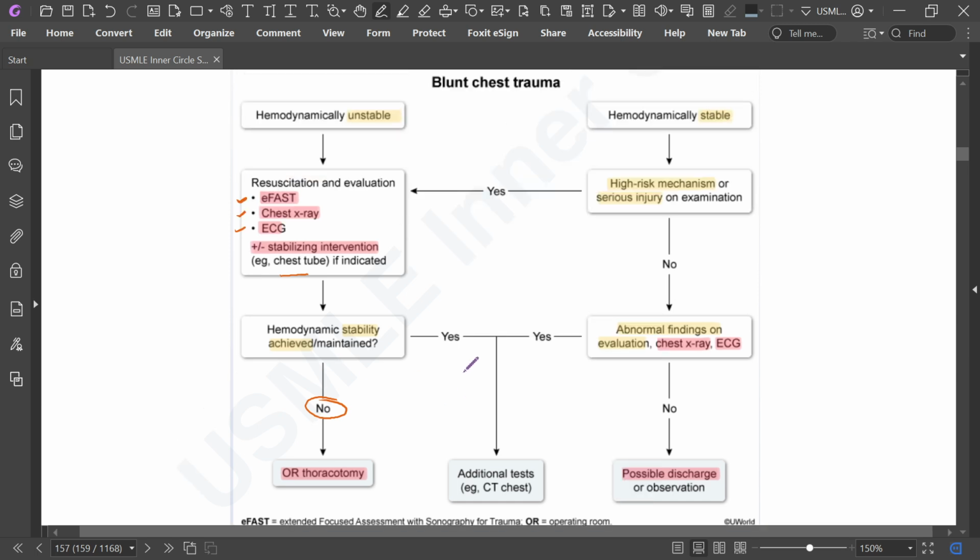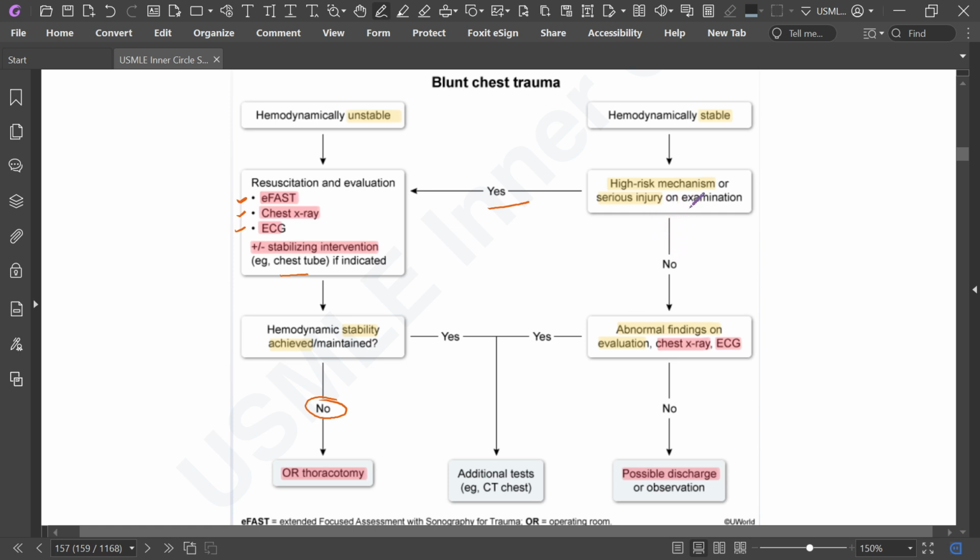If the patient is hemodynamically stable, ask: is there a high risk mechanism or serious injury on examination? If yes, again do a fast chest x-ray, ECG, with or without stabilizing intervention like a chest tube if indicated. If hemodynamic stability is not achieved, take the patient to the OR for thoracotomy.